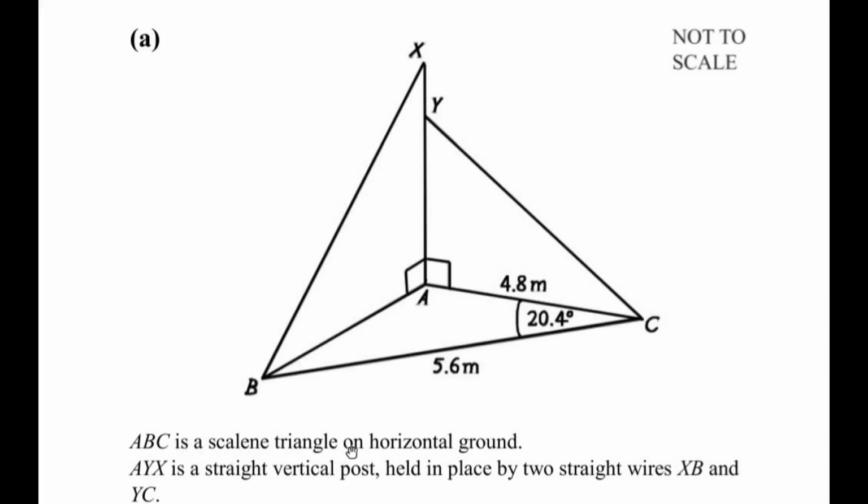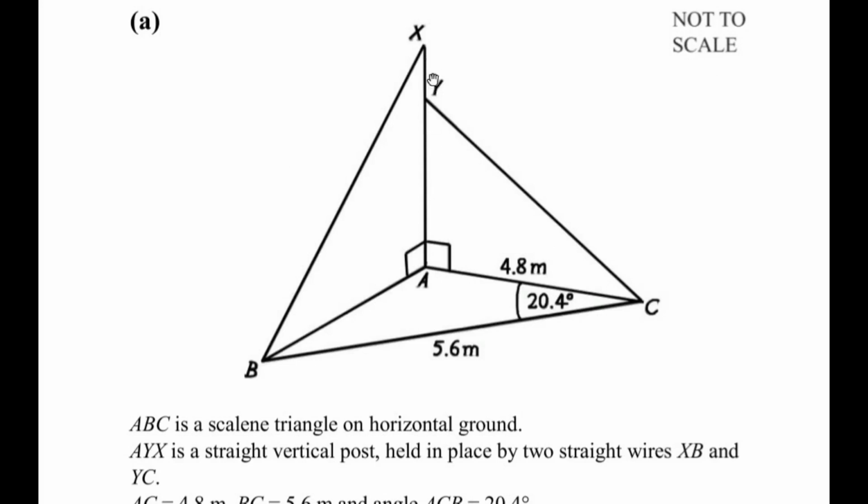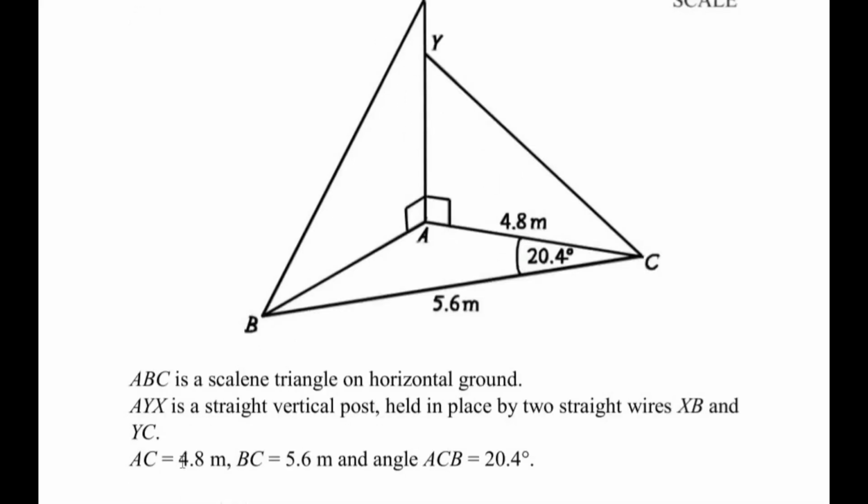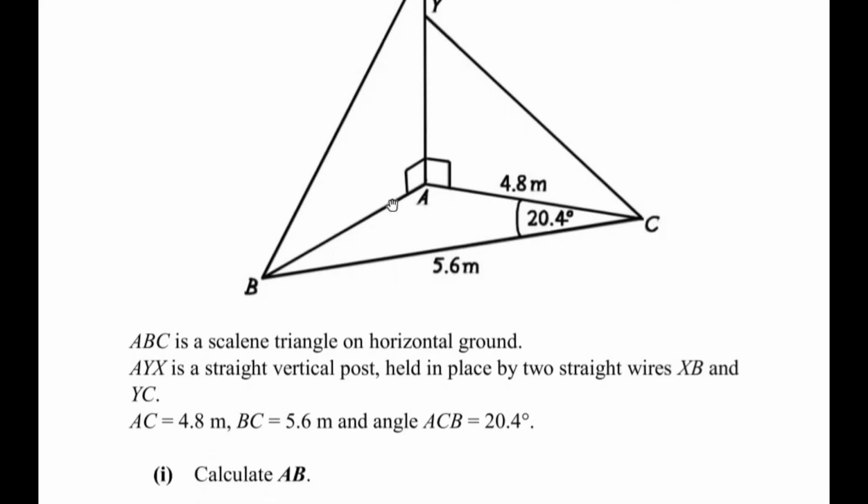ABC is a scalene triangle on horizontal ground. AYX is a straight vertical pole held in place by two straight wires XB and YC. The length of the side AC is given as 4.8 meters, BC is 5.6 meters, and angle ACB is given as 20.4 degrees. We have to calculate the length of the side AB.